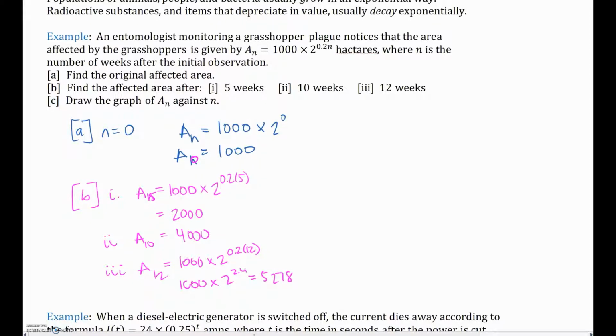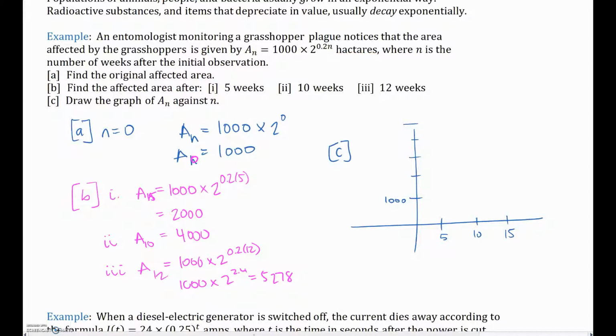Part C says draw the graph. All right, I can draw a graph of that, right? Here is my data. And the initial value was 1,000. Let's see, how high did this get? It got all the way to 5,000. So 2,000, 3,000, 4,000, 5,000, right? And I could go out, let's say 5. That's probably not going to be good, but this is a good sketch.